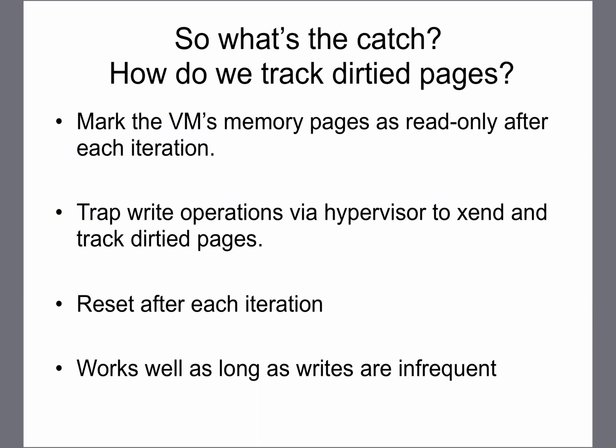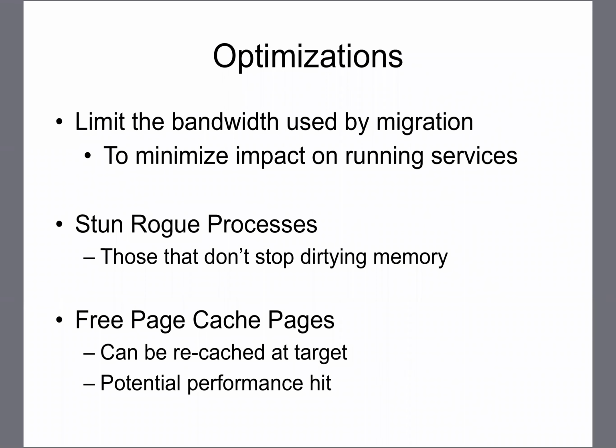And as I mentioned earlier, this works well only as long as the writes are infrequent. If the application VM happens to be write intensive, this whole pre-copy mechanism would be, of course, slow, but also ineffective because the downtime would be unusually large. Okay. So you can do certain things to make pre-copy work better for write-intensive operations, right?